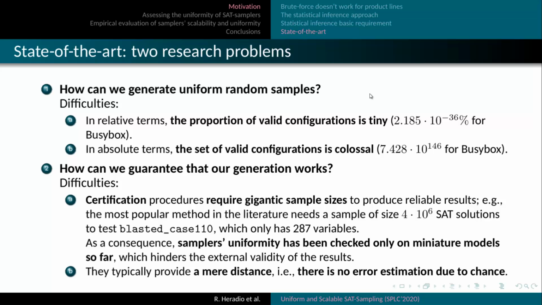For example, the most popular method in the literature needs a sample of 4 million configurations to test a small model with less than 300 variables. As a consequence, samplers' uniformity has been checked only on miniature models so far, which hinders external validity of the results. Another shortcoming is that most methods only provide a uniformity measure, but not its statistical significance. I'll talk a little more about this in a few slides.